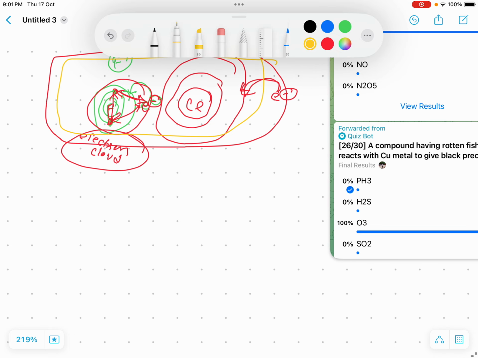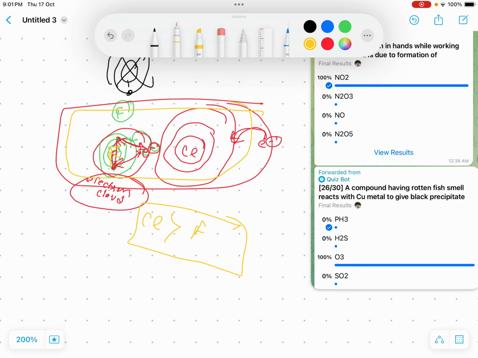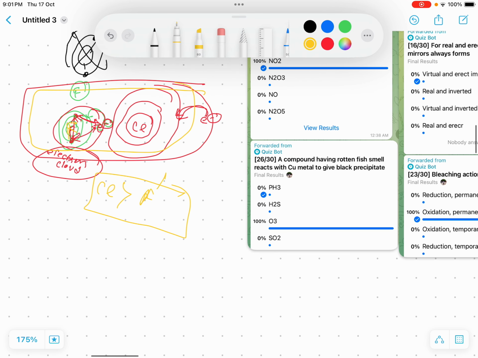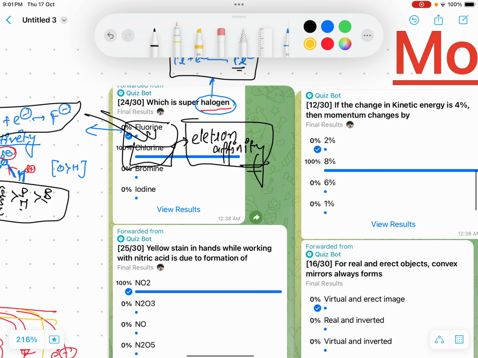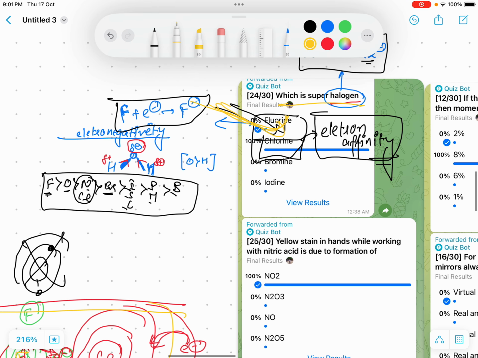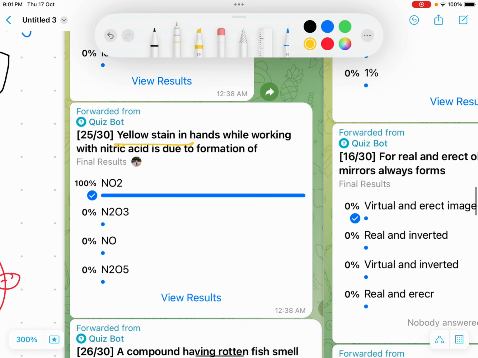When you compare fluorine and chlorine, it turns out chlorine has more affinity than fluorine. It doesn't mean that fluorine has no affinity at all due to its small size. That's a very wrong concept. We just have to know that, in comparison, chlorine has more electron affinity than fluorine. So this is done. Which is the superhalogen? It is definitely fluorine due to its very small size and very high reactivity, and might also be due to it being the most electronegative atom. Okay, now let's go to the next question.